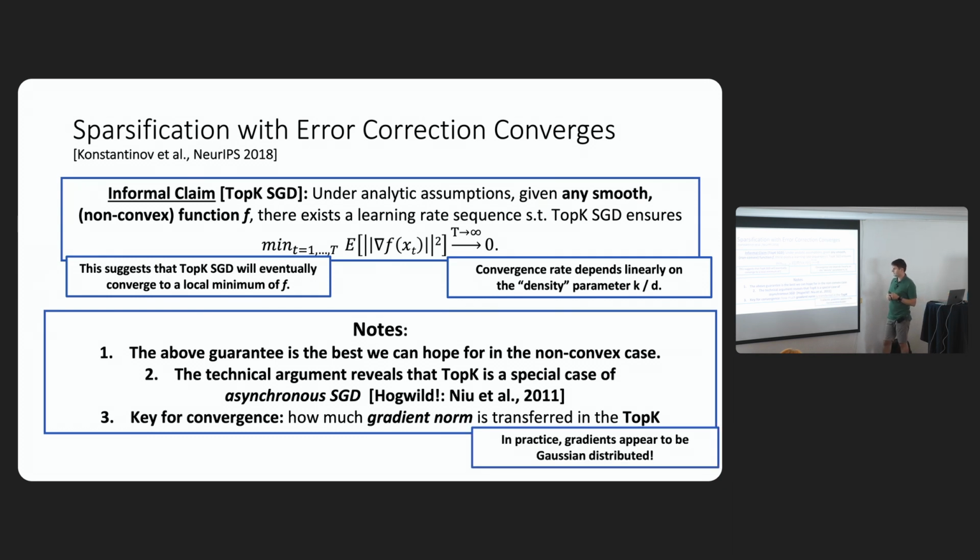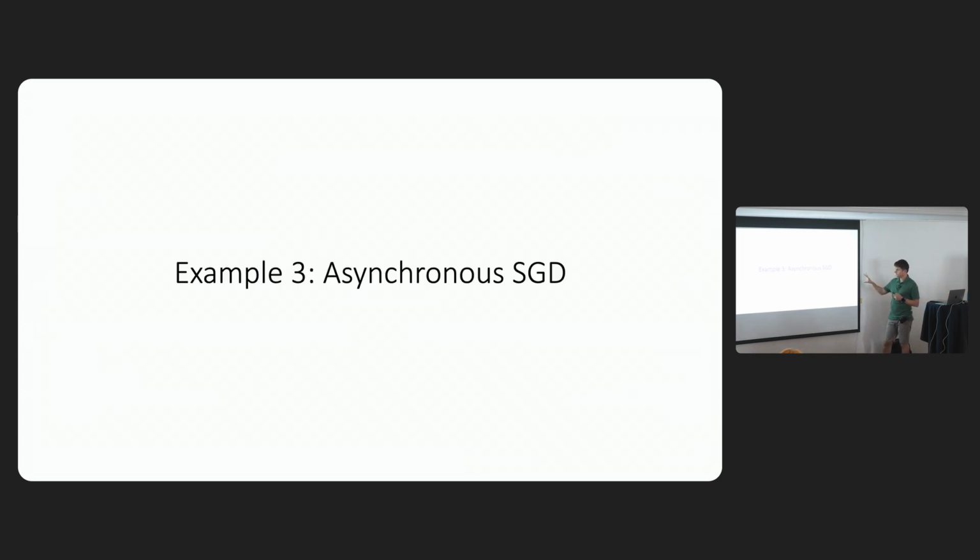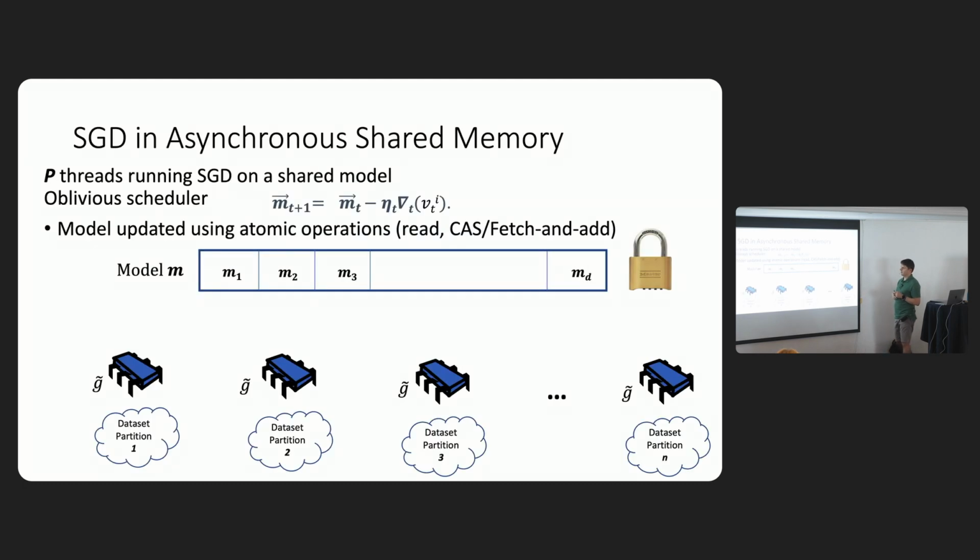All right, so maybe the last example that I want to give you is that of asynchronous SGD. I guess I still have, Piotr, 15 minutes for this? Yep. All right, so let's return to the example of SGD in asynchronous shared memory. I'll try to do it from scratch because I had some questions about this in the break. So basically, we have P threads which are running SGD, but now on a shared model. So we're going to assume that the model M has all of these components.